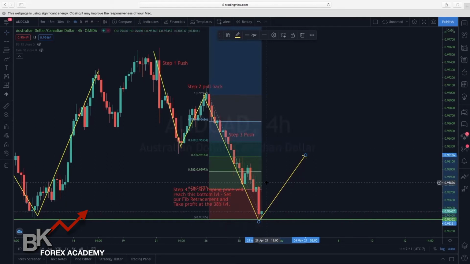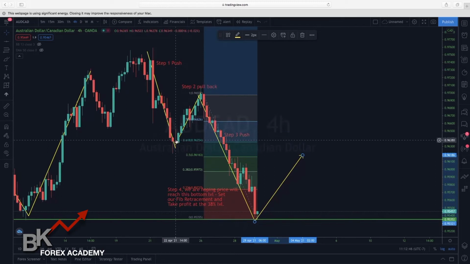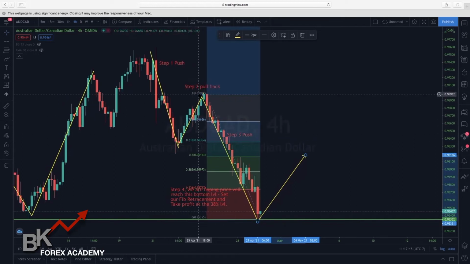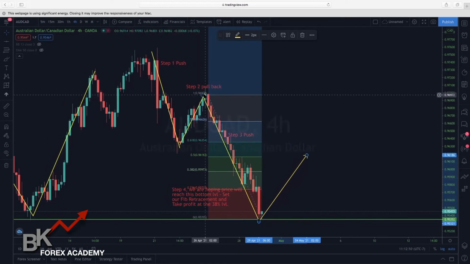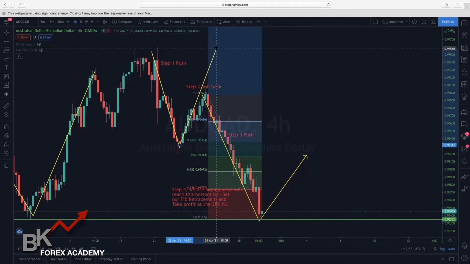All right. So let's go ahead and recap. We see a push, and then we see a pullback. Now, it's important to understand that the pullback should not reach or go back up to the initial push area. So it can't come back up here. Then our trade is null and void of what we're trying to do here. So it has to pull back at least halfway or less of the initial push. And then we see another push here, which is our step 3.